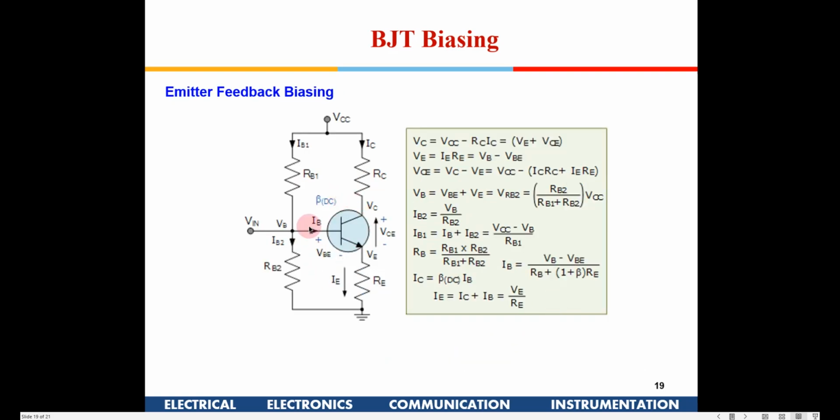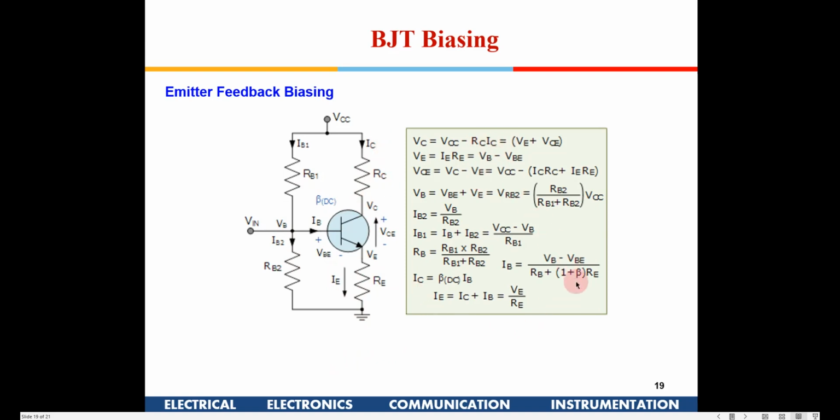Now this is the biasing which is known as emitter feedback biasing. This is the one which is generally used in most transistor designs. So this is the most important method which you need to know for practical design aspects.